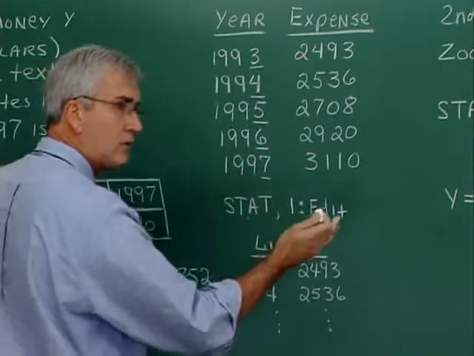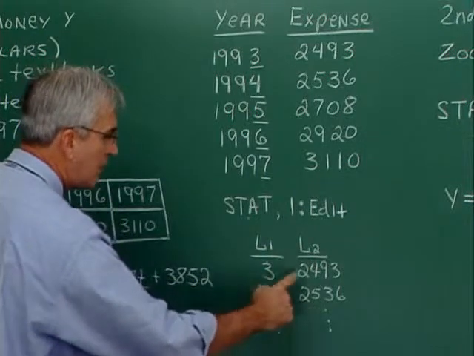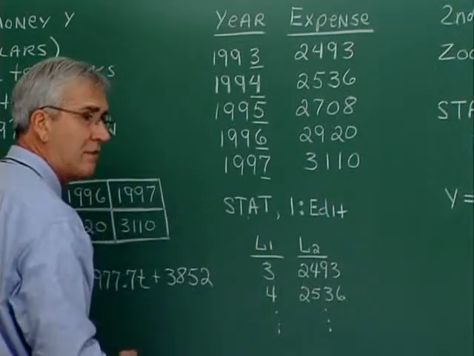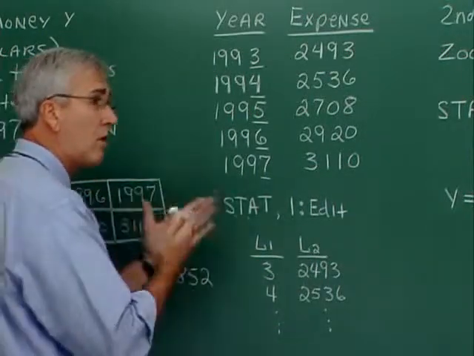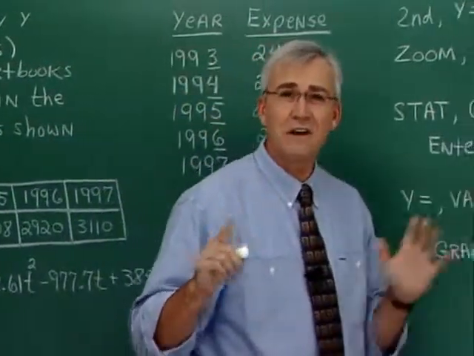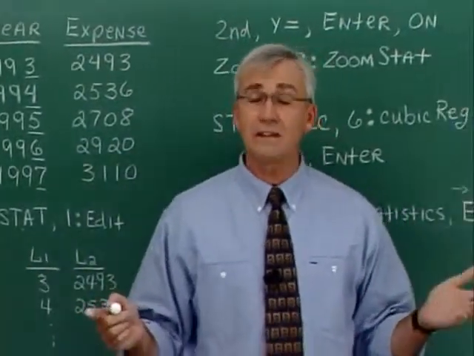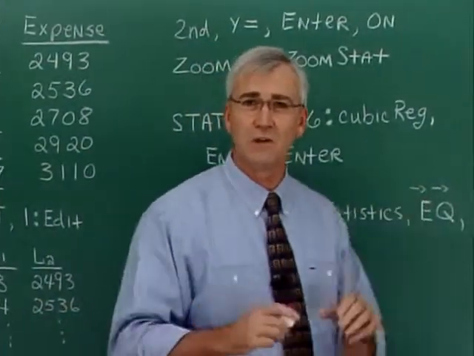And then slide over to the right, use the right arrow button, and under L2, put the numbers associated with the ones on the left. Okay, so now you have the ordered pairs listed. That's the most difficult part. There's nothing really difficult about this from here. It's just knowing where to find the right buttons on the calculator. The calculator is doing all of the work.